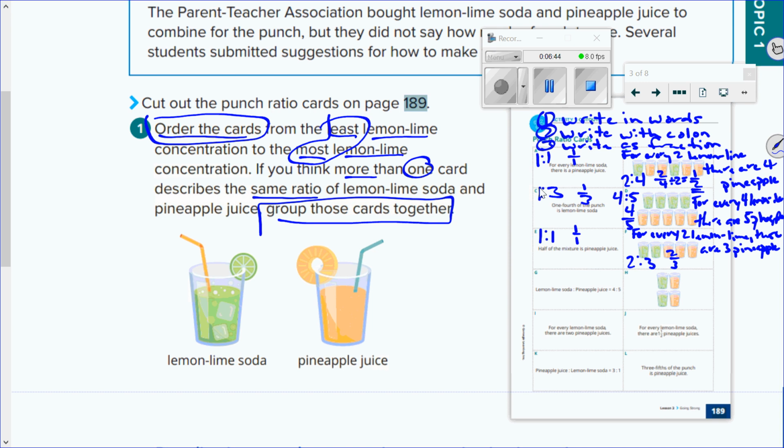Our next one says lemon lime soda to pineapple juice. They gave us words. It's 4 to 5. They gave us the colon. So now I just need to write it as a fraction, 4/5.